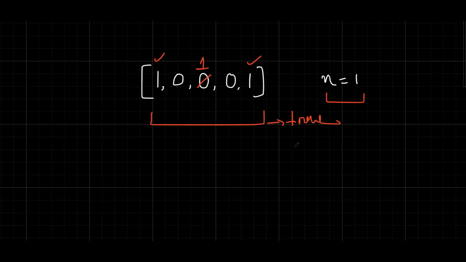So I hope you understood the problem very well. Now, the question is, how can we place each of the flowers? Or how can we check whether we can place n number of flowers in the input array or not? So at first we have to run a loop from left to right.